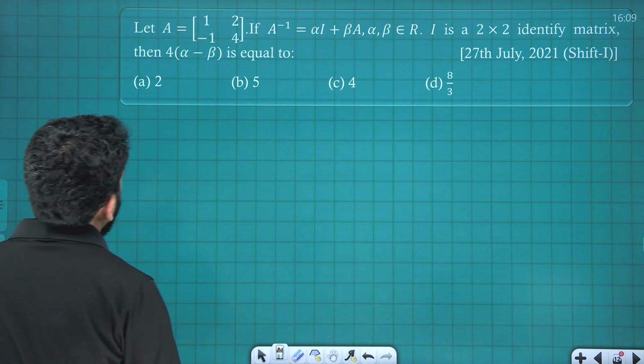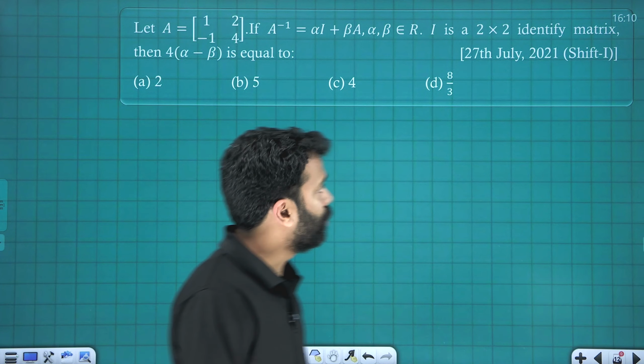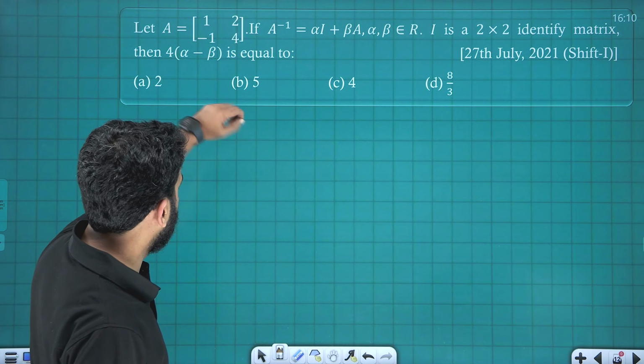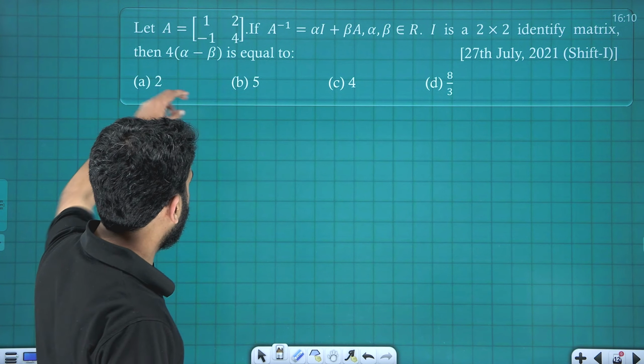Okay, and A is equal to [1, 2; -1, 4]. A inverse is equal to alpha I plus beta A. It is stated that alpha and beta are elements of real numbers. And okay, we need to find alpha and beta. Okay, 4 into alpha minus beta is what we have to find.